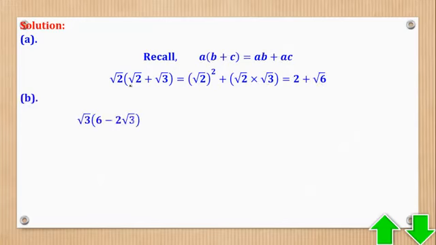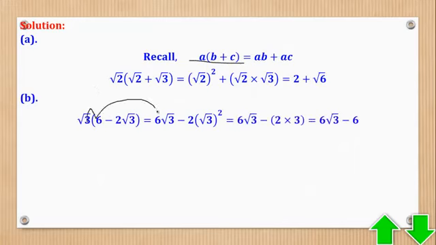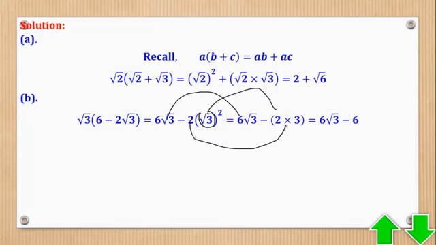Then part B, still we use this distributive law. This times this, then this times this. This is okay, but this one, root 3 squared is 3. But there's a 2 outside, that's why he said 2 times 3. So 2 times 3 is 6. So in the end, you come up with this as the answer.